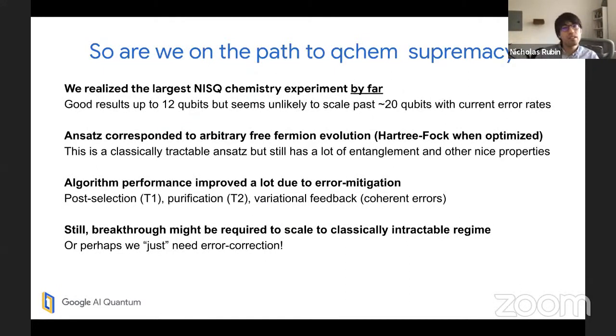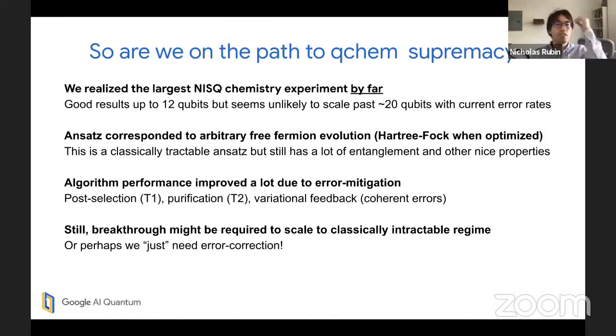We realized the largest chemistry experiment by far, up to 12 qubits, but scaling past 20 qubits with the current strategies seems pretty difficult. We can probably push it to about 20, but we're going to need a change in how we do simulations going into the future. It might involve just getting error correction. The onset is 3 fermion evolution.